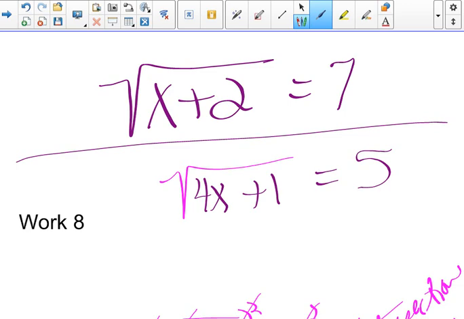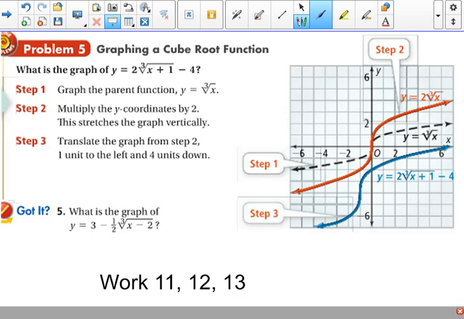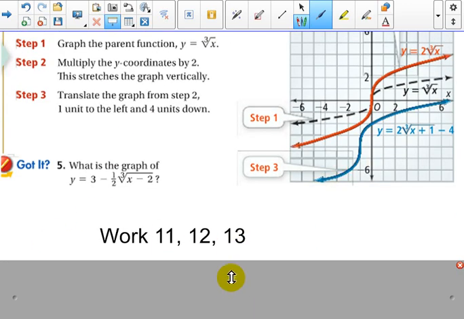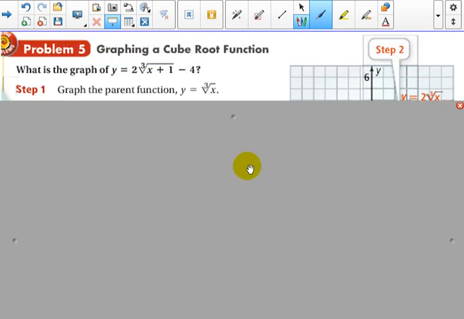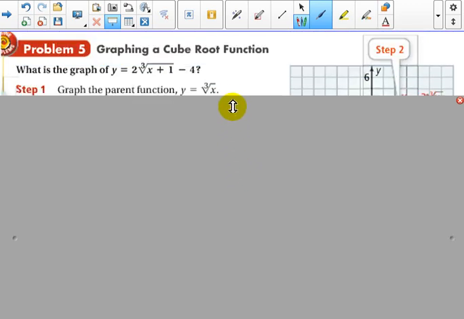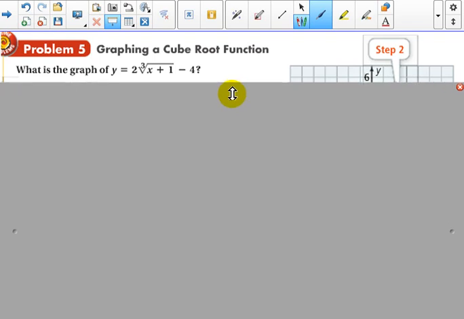Okay? If you're not finished, you can finish that at home. Okay, here's the last thing we're going to do. Woohoo! We might have some time left over to finish this and turn it in. Problem 5 says graphing a cube root function. So now we're going to move to the cube roots. Remember when I said it just says radicals, but the only radical I said we'd be working with other than square is cube root? Well, here it is.